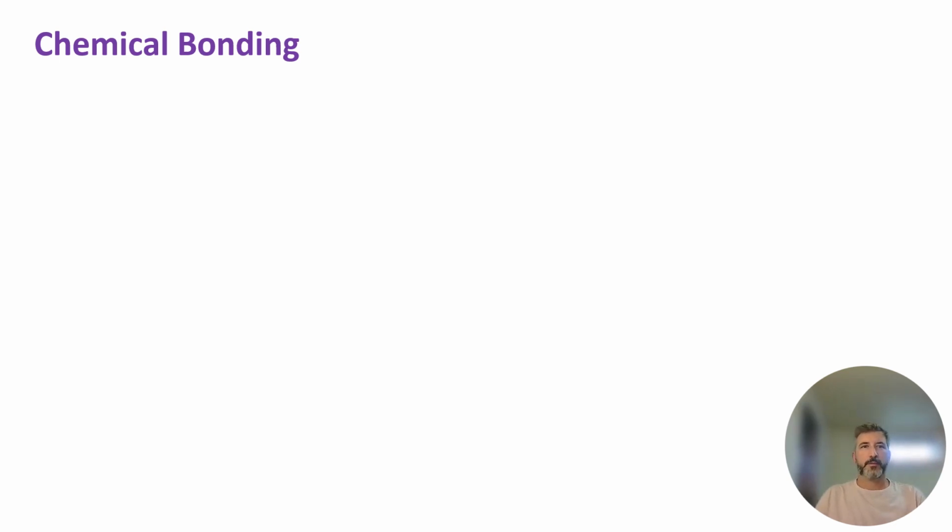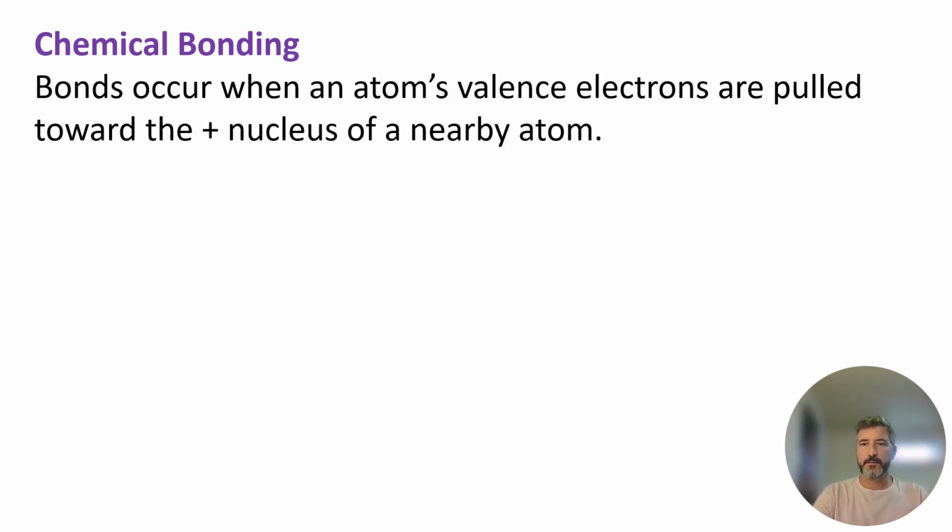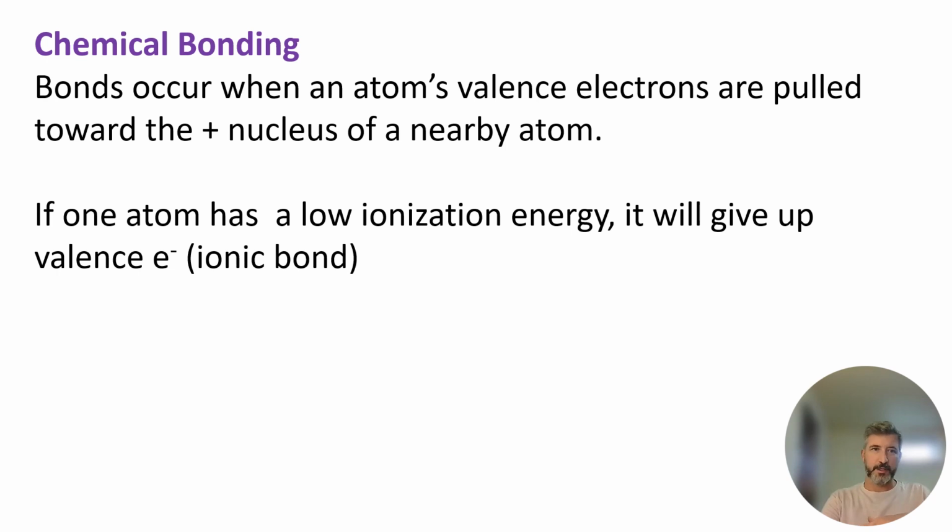Okay, so we're going to talk about chemical bonding. And a chemical bond is just when an atom's valence electrons get pulled toward the nucleus of another atom. Just a very broad way to define a chemical bond. And we're going to get into more specifics here as we go.